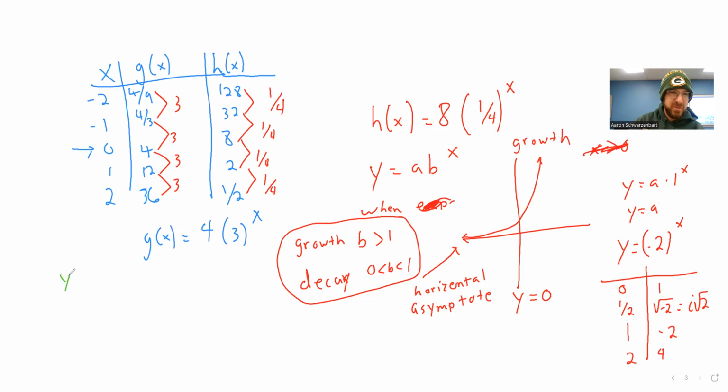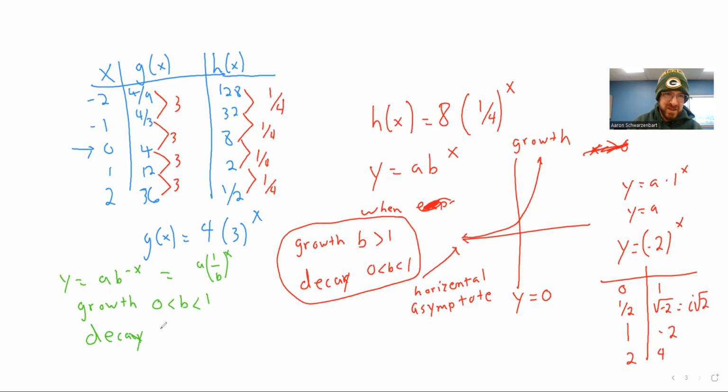Over here, I'm going to put y equals a b to the negative x. This is growth. b to the negative x flips my fraction, becomes a times 1 over b to the x. So this one is growth. You switch them. And it is decay.